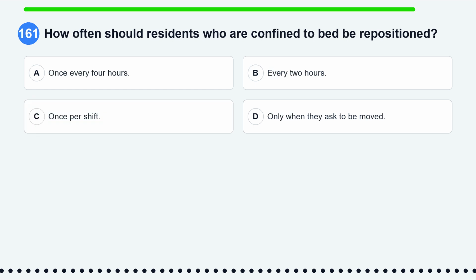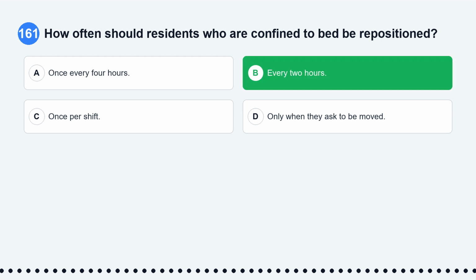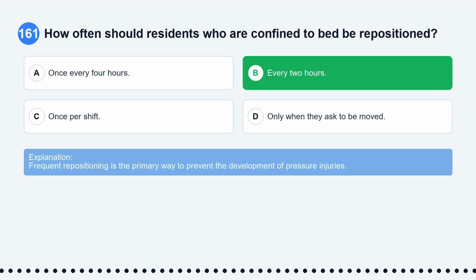Question 161. How often should residents who are confined to bed be repositioned? Option A. Once every 4 hours. Option B. Every 2 hours. Option C. Once per shift. Option D. Only when they ask to be moved. The correct answer is option B. Every 2 hours. Frequent repositioning is the primary way to prevent the development of pressure injuries.